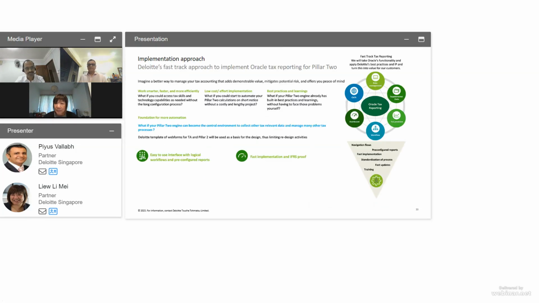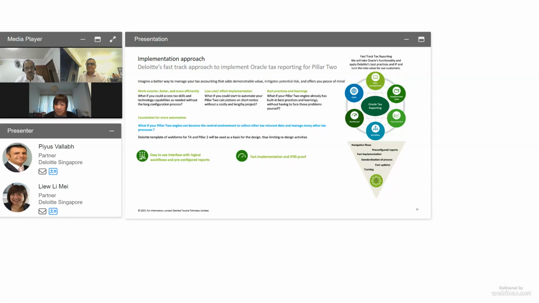Thank you. Here, I would like to let you know the implementation approach that we would follow in implementing Oracle TRCS for tax reporting solutions. The implementation approach that we follow is called the fast track approach. With Deloitte's fast track approach for Oracle's tax reporting, you will have pre-built reports and navigation flows, so the implementation of the engine will go smooth and fast.